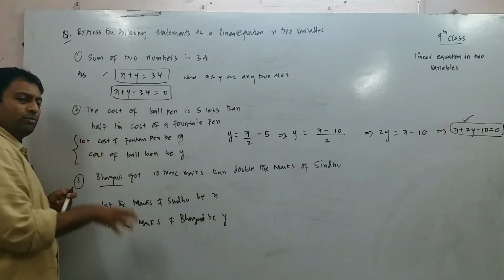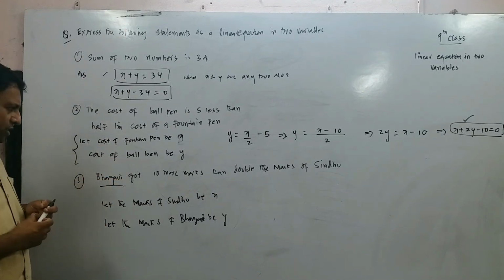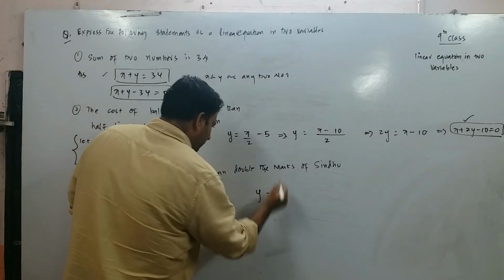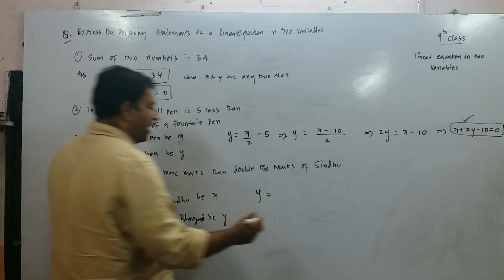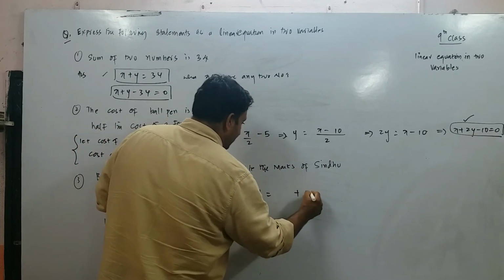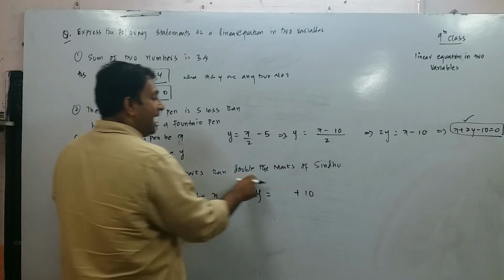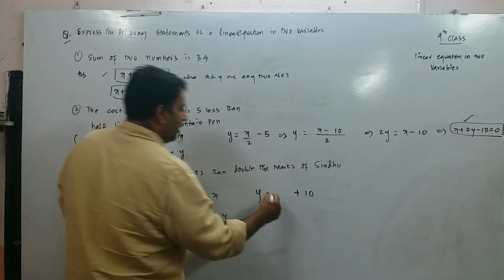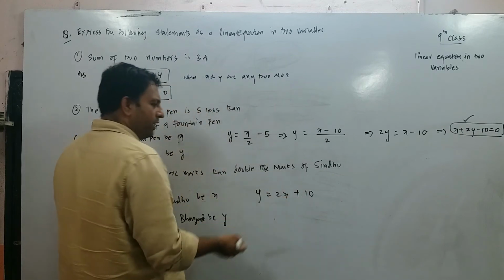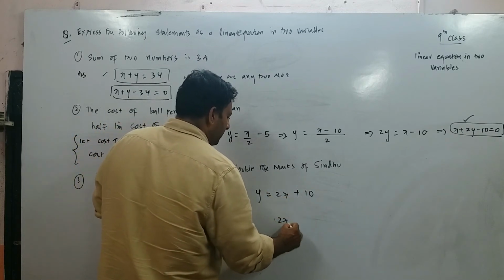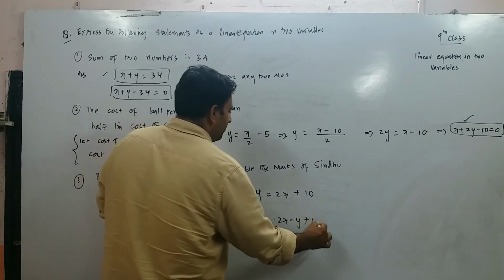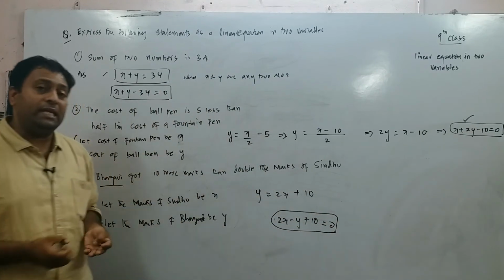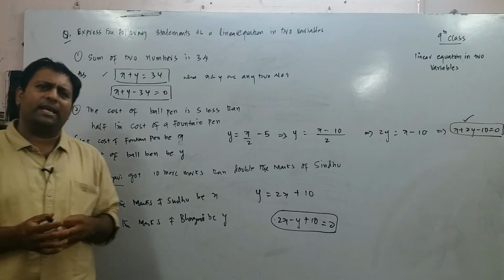Now once you have assumed the variables, let us try to draw the relationship. Bhargavi got, where is Bhargavi? Bhargavi here. So Bhargavi got y is equal to 10 more marks, means plus 10 more marks than the double of Sindhu. Sindhu's individual marks are how much? X, double of 2x. So y is equal to 2x plus 10, or simply 2x minus y plus 10 is equal to 0 is the required linear equation in terms of x and y.